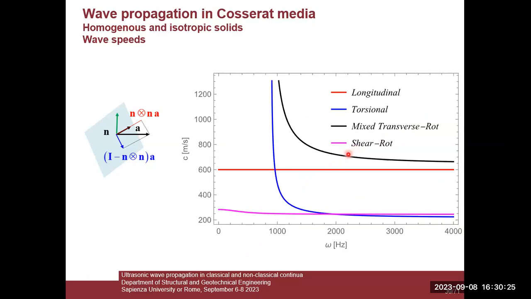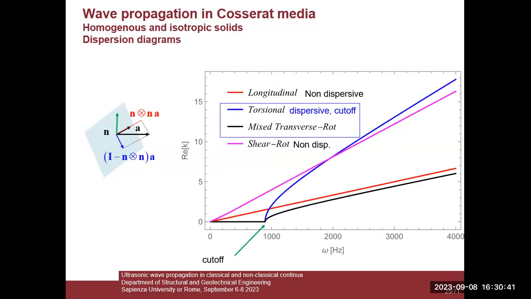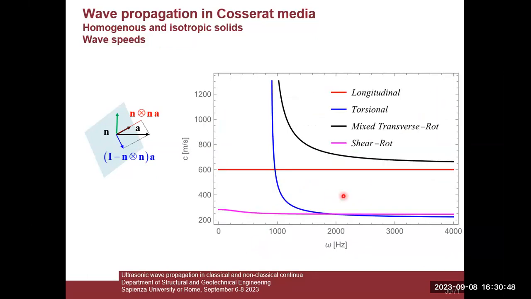Speeds, you've got to take the ratio. Longitudinal wave, okay, horizontal line, nothing too scary. Shear rotational, well, a bit dispersive, it is this one. It seems to be a line, but it's not exactly a straight line. This one has infinite phase velocity, what does that mean? You can't see them, they do not propagate.